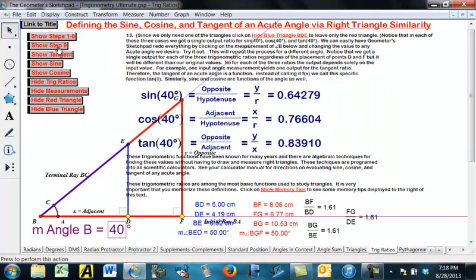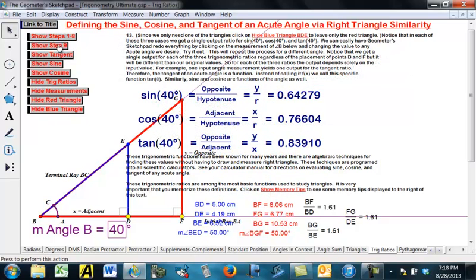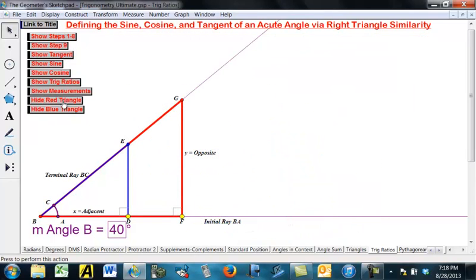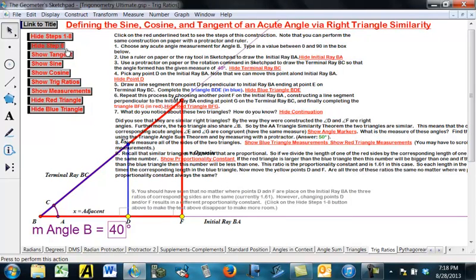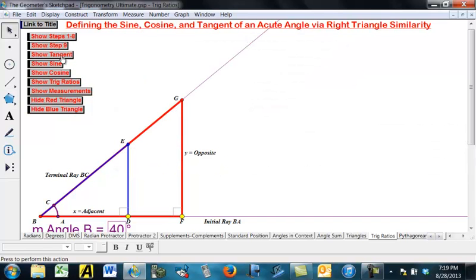Now, let's hide these steps. Okay, so there's 1 through 9. And step 9 says you should have noticed that no matter where points D and F are placed, the initial ray, the 3 ratios of corresponding sides are the same. However, changing them also changes a different proportionality constant. So we're going to hide these steps now. Now, that's our basic setup.